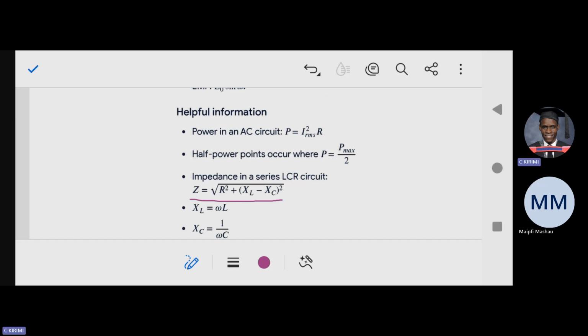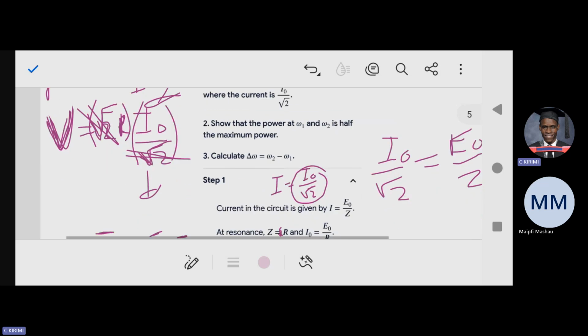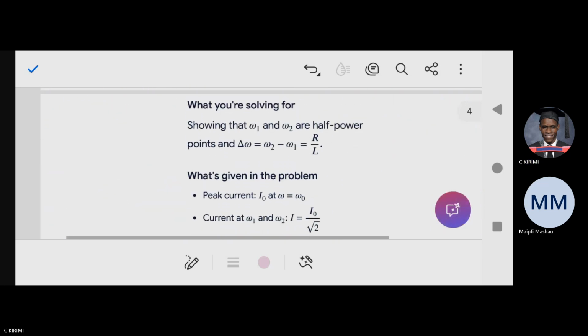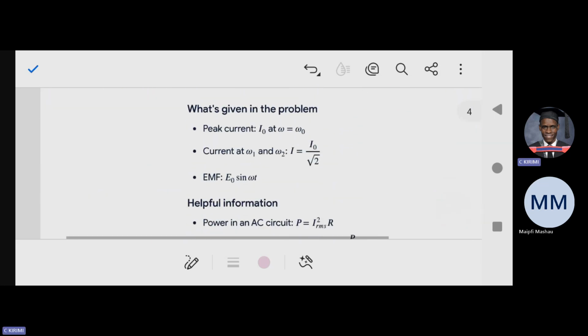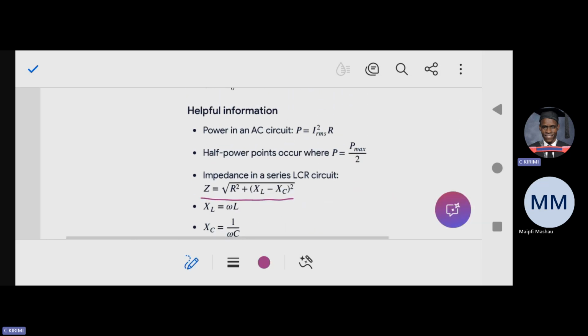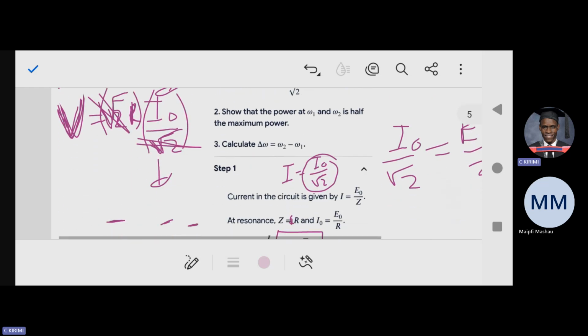So at resonance, which they are talking about here, that's where I was putting 0. At resonance, where is the Z equals R coming from? It's coming from the idea that at resonance, XL is 0 and XC is 0. That is at resonance. So your Z is going to be equal to the root of R squared. So Z is equal to R. That's where this Z equals R is coming from.